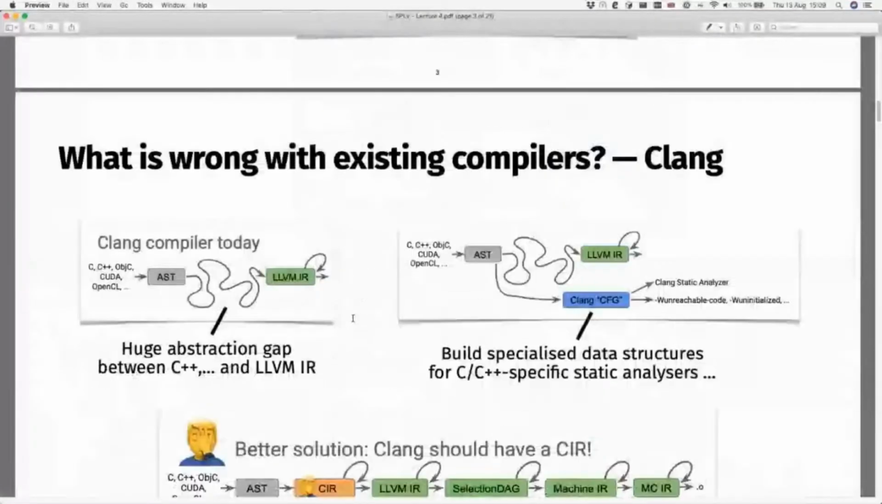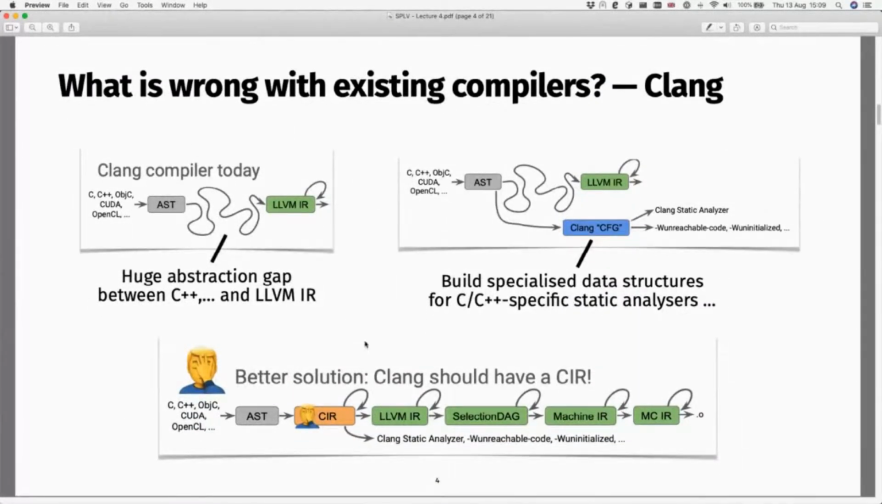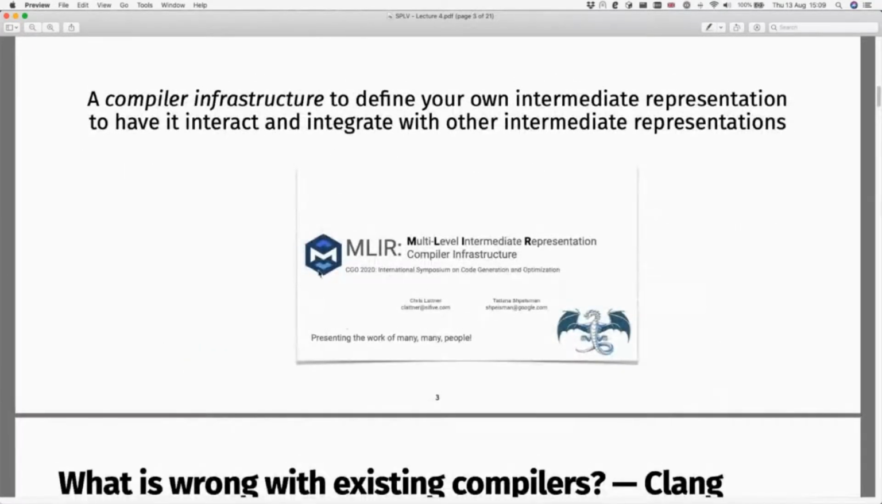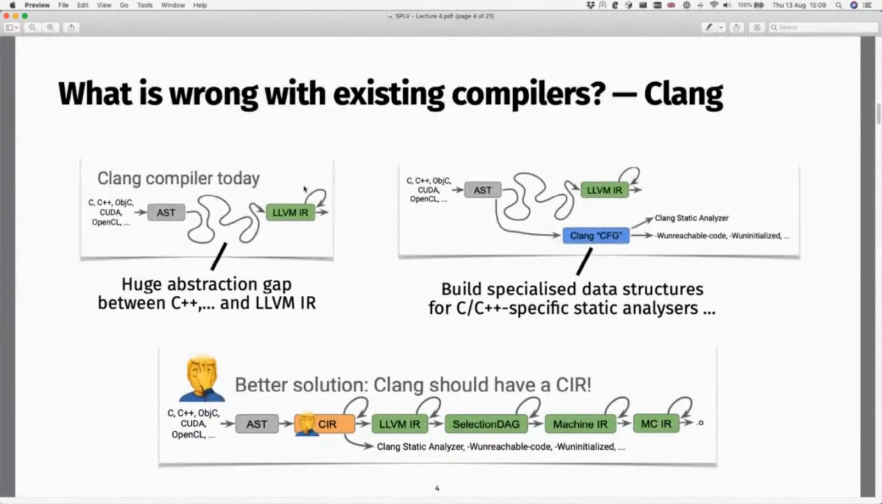Okay, so why did they build this framework? They asked the question, and some of these pictures here are taken from a presentation about MLIR by Chris Lattner and Tatiana Shpeisman, who is the project lead now at Google for this. And if we look at the Clang compiler, yesterday we talked about the LLVM IR, right?